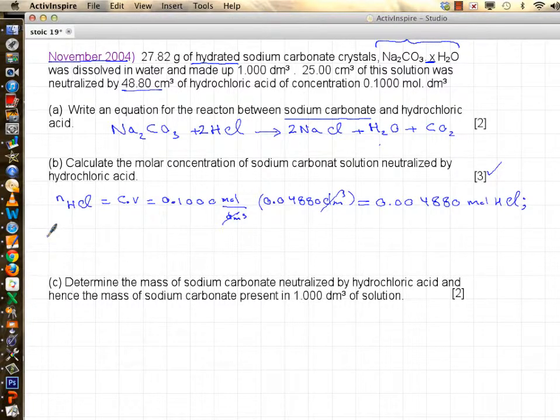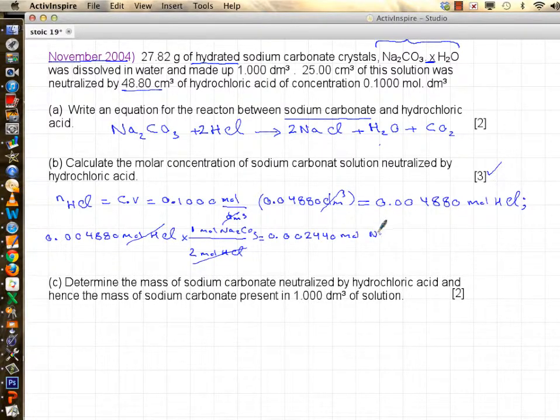I go after moles of Na2CO3. Many of you see the ratio is 2 to 1, so you simply divide this number by 2. If you don't mind, I'm just going to work it out. So it's 0.00488 moles of HCl that was neutralized times, from the balanced equation, for every 2 moles of HCl, I use 1 mole of Na2CO3. So this becomes 0.00244 moles of Na2CO3. I get my second point.